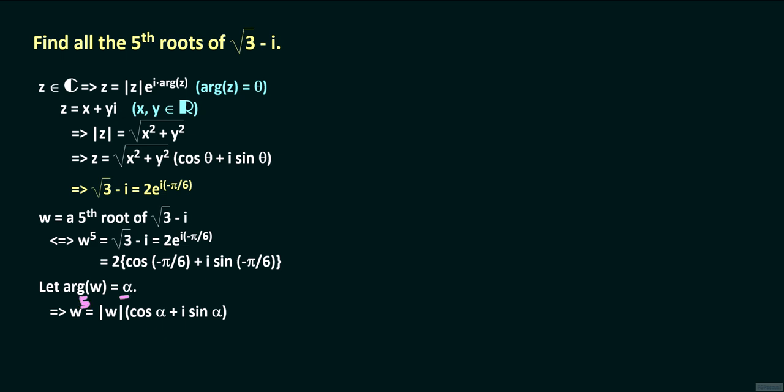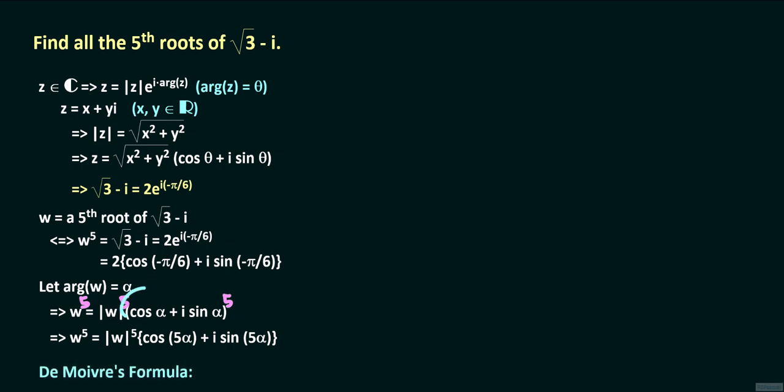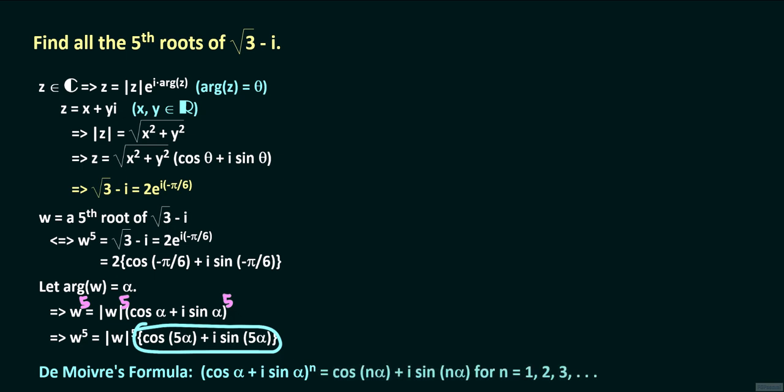Then w to the fifth power equals the absolute value of w to the fifth power times the quantity cosine of 5 alpha plus i times sine of 5 alpha. Here we applied De Moivre's formula to the quantity cosine alpha plus i times sine alpha raised to the fifth power to get this expression. Recall that De Moivre's formula says that the quantity cosine alpha plus i times sine alpha raised to the nth power equals cosine of n alpha plus i times sine of n alpha whenever n is a positive integer.